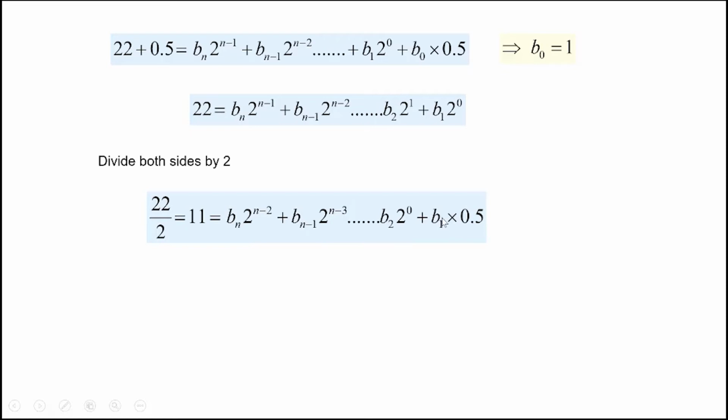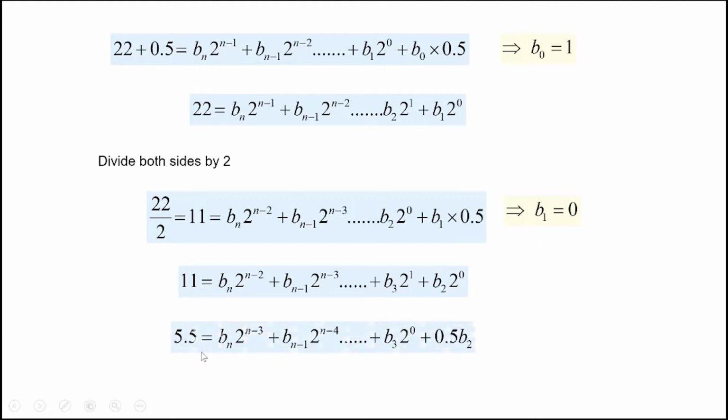But if we get B1 into 0.5 here, no, there is no decimal 0.5 here. So this B1 has to be 0. So let's take that out. B1 is 0, so this number must be equal to 11. Let's divide it by 2, 5.5. And so that tells us B2 is equal to 1. And we repeat this process till the left hand side becomes 0, the left hand side is exhausted.